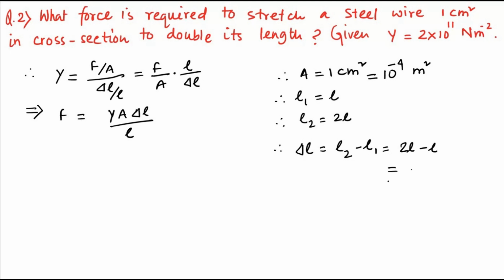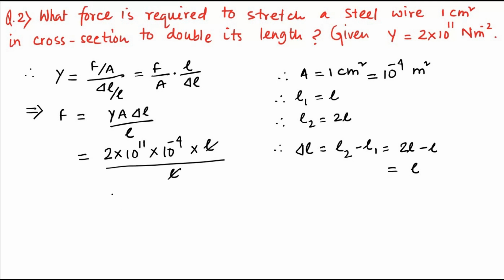That means it is L, right? Now we have already Y, A, delta L and L, so we can substitute all the values in the equation. So let's put Y, which is 2 into 10 to the power 11. Then A is 10 to the power minus 4. Delta L is equal to L divided by L.